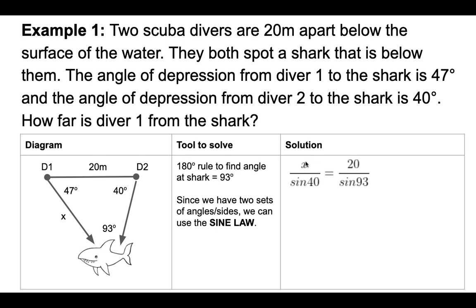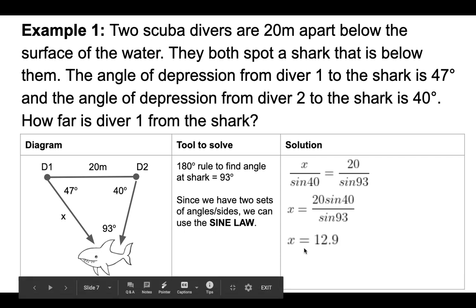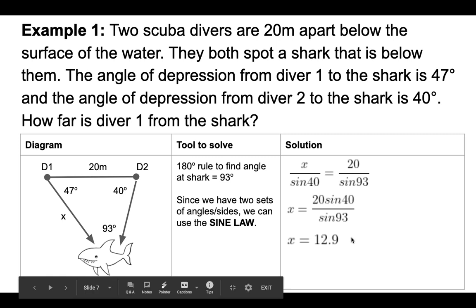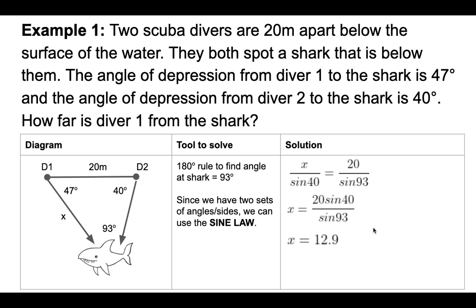So to get x by itself, we're going to multiply by sine of 40. So we will have 20 times sine of 40 divided by sine of 93. And if you plug that into your calculator, you should get 12.9. Make sure your calculator is in degrees. I highly suggest pausing the video here, put this into your calculator, and check to make sure that you get the right number. And because this is a word problem, we are going to write a therefore statement. So therefore, diver 1 is 12.9 meters from the shark.